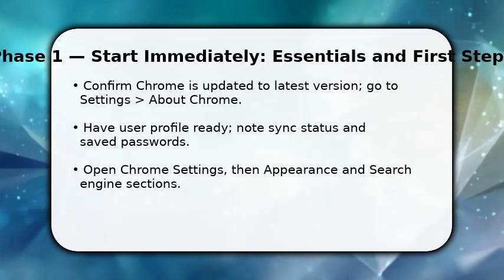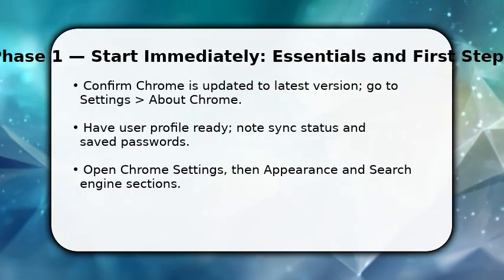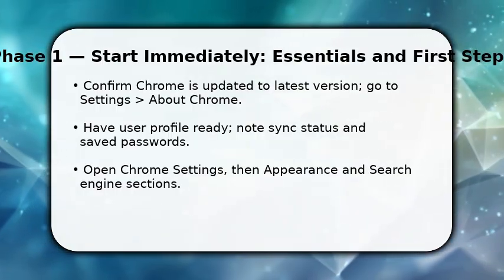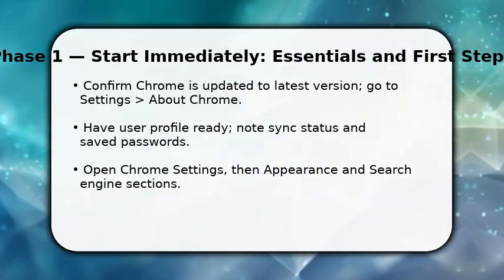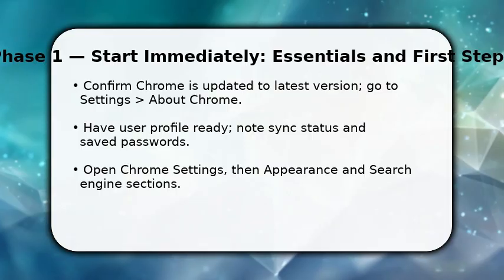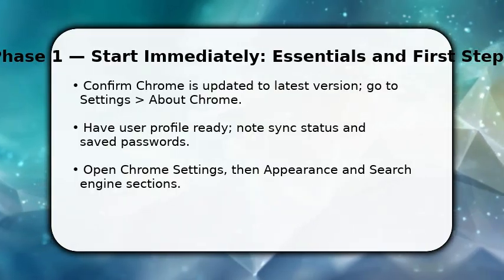You start by verifying essentials. Make sure Chrome is running and updated because outdated builds often break the search bar. Open Settings, then navigate directly to Appearance and Search Engine. This is where the bar's behavior lives.